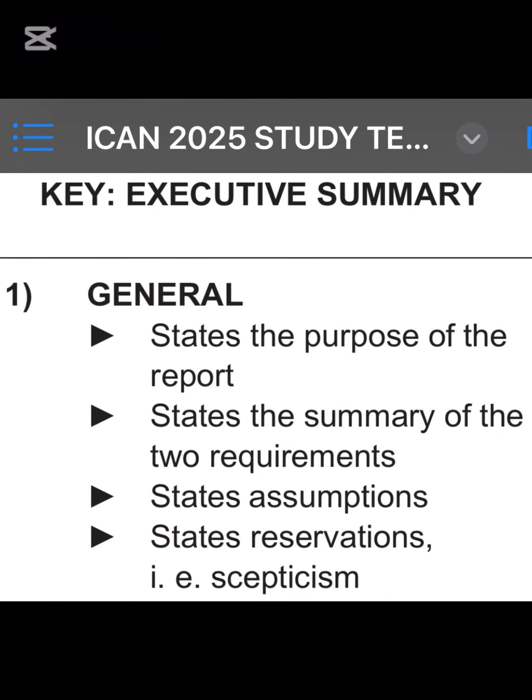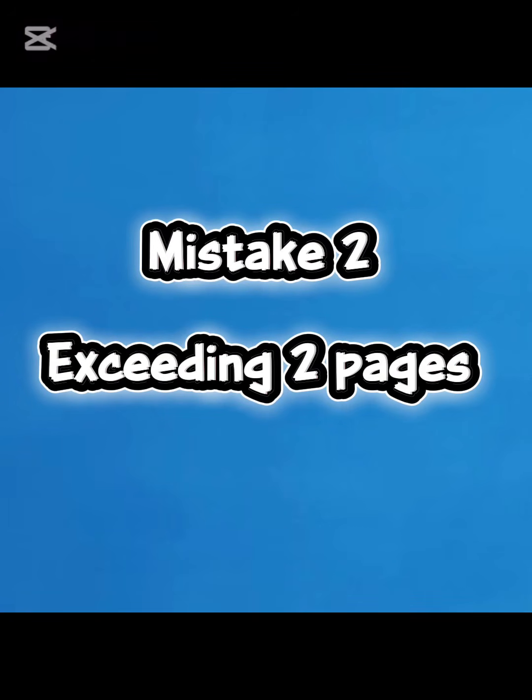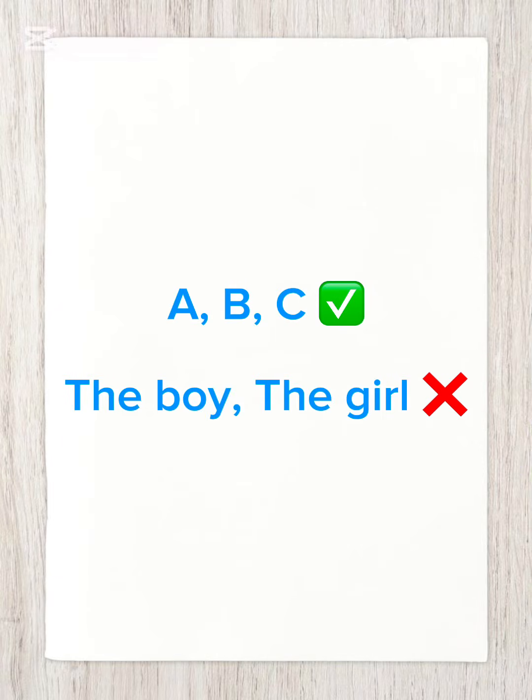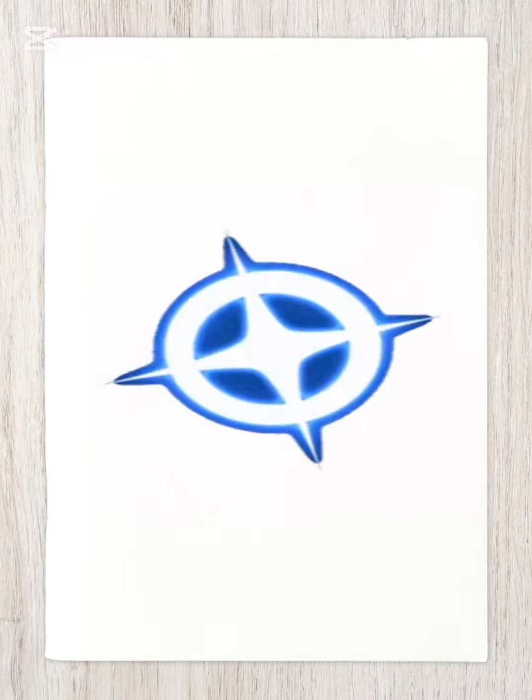Now, the second mistake that students make is that they fail to manage 2 pages. Yes. Now you can see it here that in the ICAN pack they specifically said 1 to a maximum of 2 pages. You understand? Maximum of 2 pages. So instructions are part of the exam. Now, for instance, if the examiner says write ABC and you're writing words, that's an error. So instructions are part of exam.